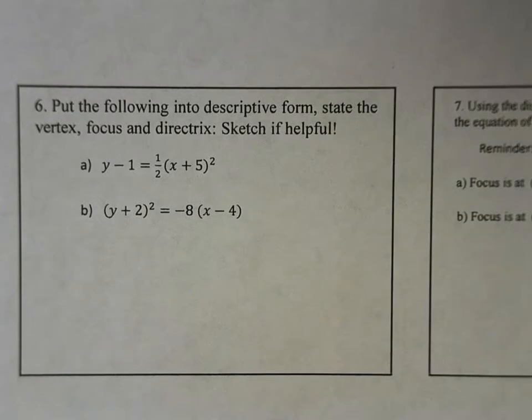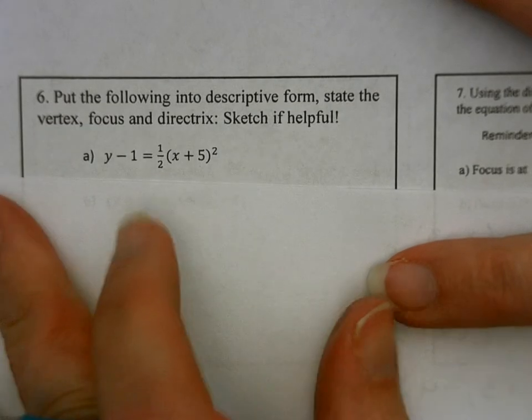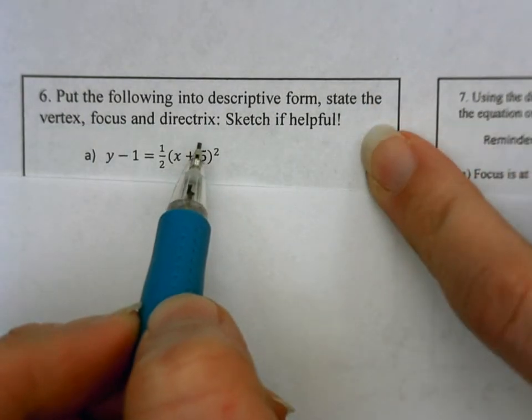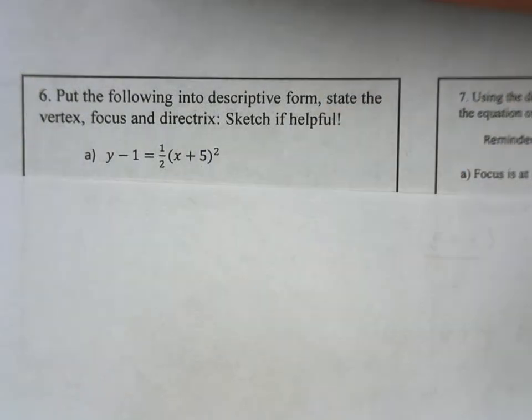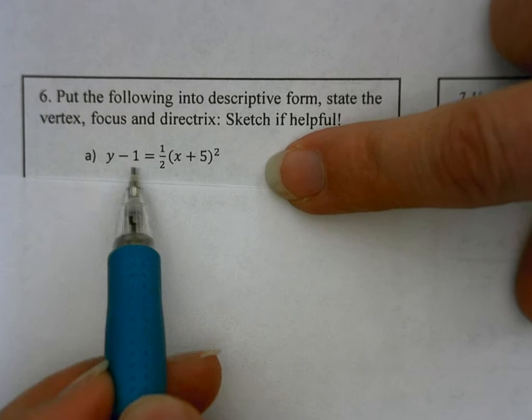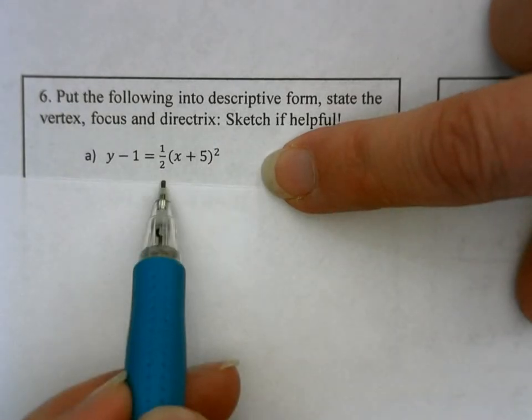Okay, number 6. So let me get a piece of scratch paper here. Okay, so for this one here, we want to put into descriptive form, state our vertex, focus, and directrix, and then sketch if that's helpful. And it definitely, the sketching is helpful, right? So the good news on this one is it's already in descriptive form. So I have my y equals, I've got my quantity squared, and then my coefficient.